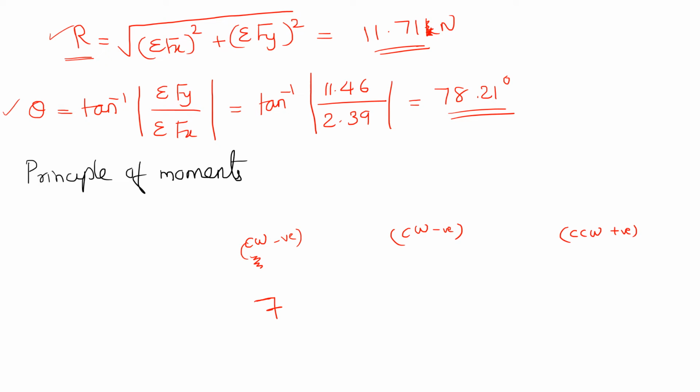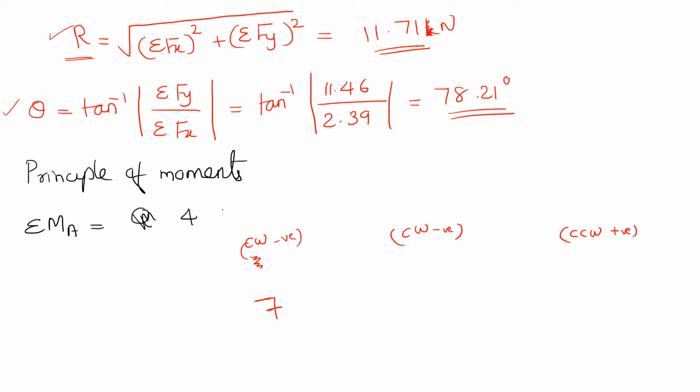So first with respect to A, if we take the moments, first there is P. With respect to A, the line of action of the force is passing through A, so there is no moment for that force with respect to A. So for P, there is no moment. Then in Q, there are two components. The horizontal component again has its line of action passing through A, so there is no moment. But in the vertical component, moment is there.